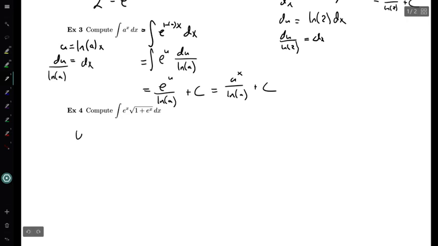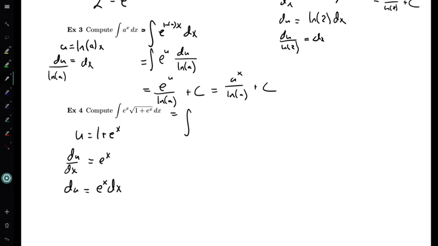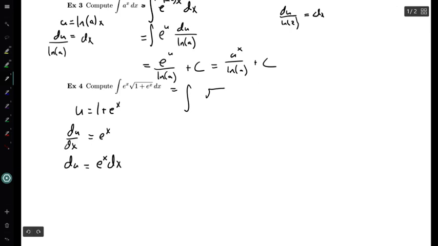I'm going to take u equals 1 plus e to the x, so that du dx is e to the x, i.e. du is e to the x dx. So now when I am going through this integral and I'm doing my substitution, I know that this 1 plus e to the x under the square root is a u, and I know that the remainder of the integrand, this e to the x dx, I can replace that with a du.